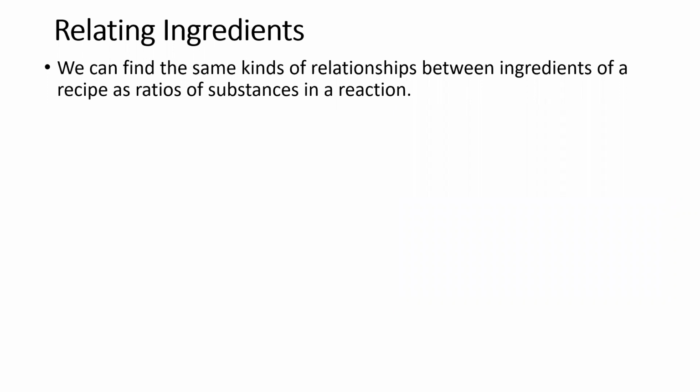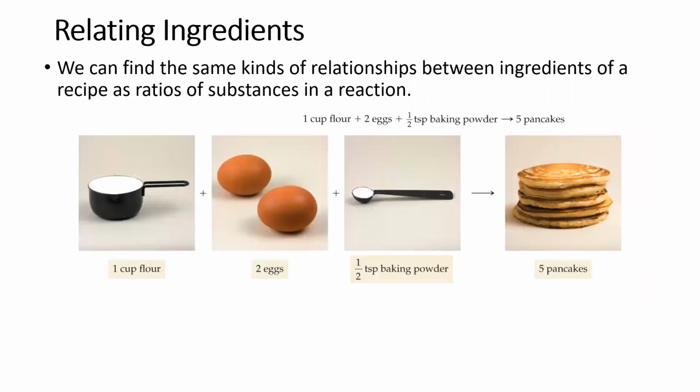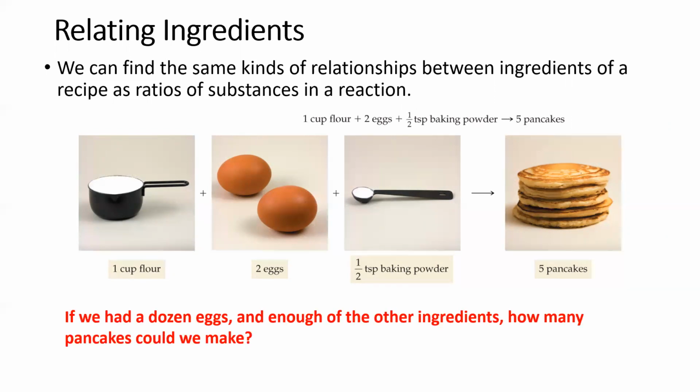So we can relate the quantities in chemical reactions to basically recipes. It's very similar. It's a ratio. So we're going to use an example of a recipe to introduce the concept of simple stoichiometry. Here I have a recipe to make pancakes. 1 cup of flour, 2 eggs, and half a teaspoon of baking powder makes 5 pancakes. So if I had a dozen eggs and enough of the other 2 ingredients, how many pancakes could I make?